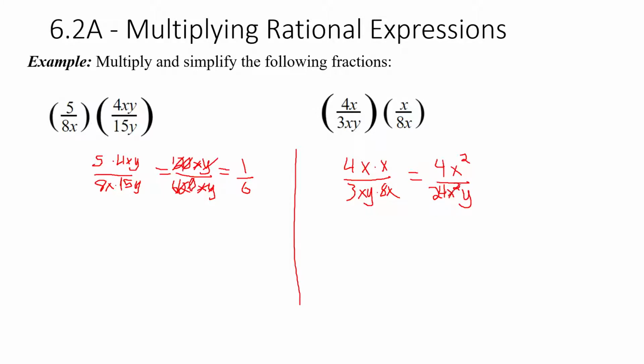Simplify what you can. X squared divided by x squared is gone. 4 divided by 24, they can both be divided by 4, so you're left with 1 and 6, and then y is left over. So what we have as our final answer there is 1 over 6y.